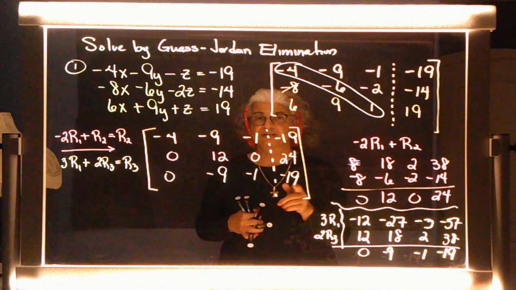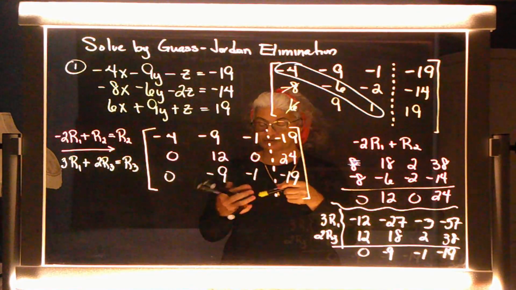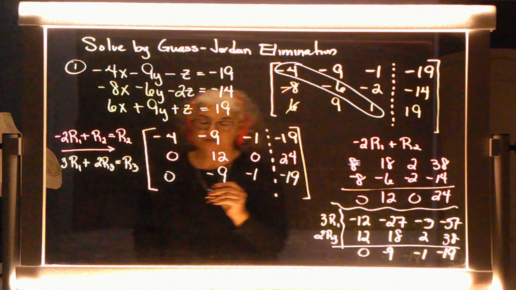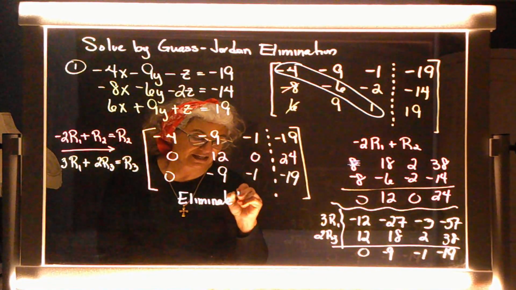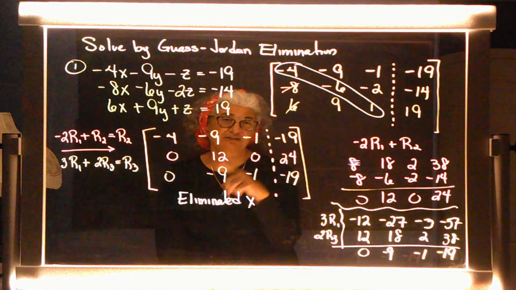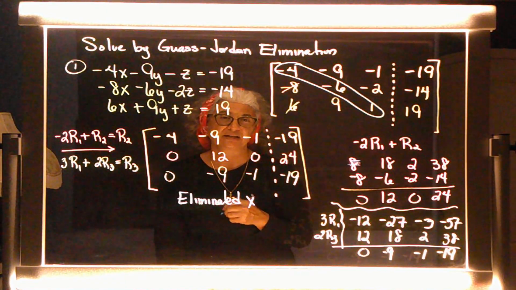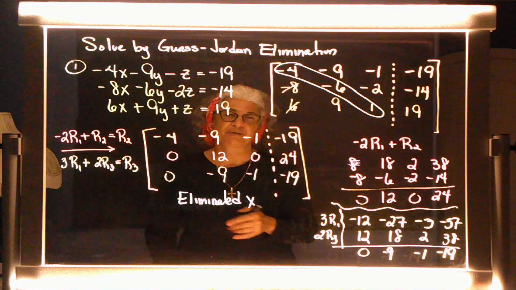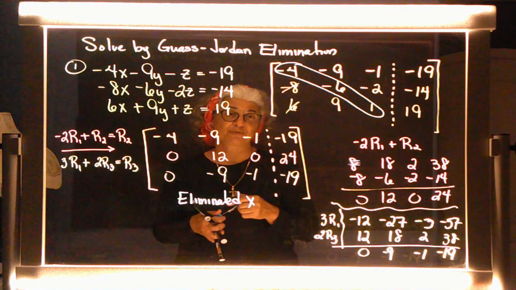Okay, so notice, I got rid of that 6 now. So notice in this first matrix what we did. This first matrix, we eliminated the x's, didn't we? So from this matrix to the next one, what do you think you're going to do? Yeah, you're going to eliminate the y's. And to the next one, eliminate the z's. So hang in there. I'll be right back with us eliminating the y.